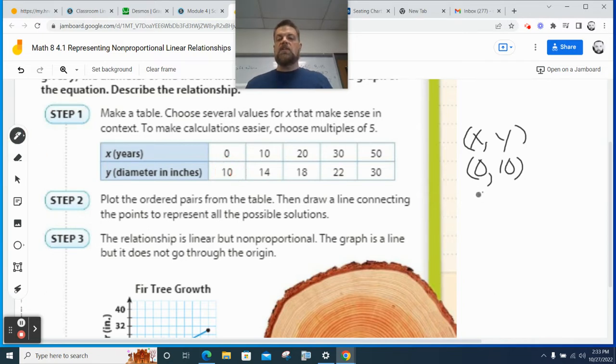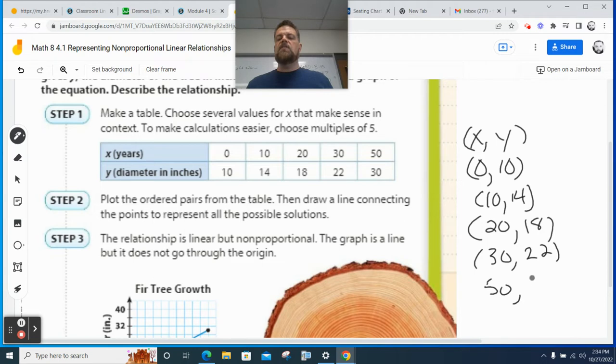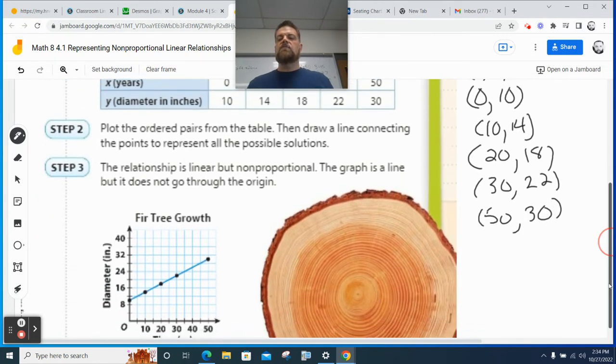What's another point on the graph? How about 10 comma, when x equals 10, what does y equal? 14, very good. When x equals 20, what does y equal? 18. And then we have 30 comma 22, and then we have 50 comma 30. So this is what they want us to plot on the graph.